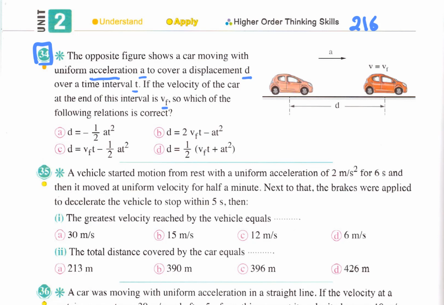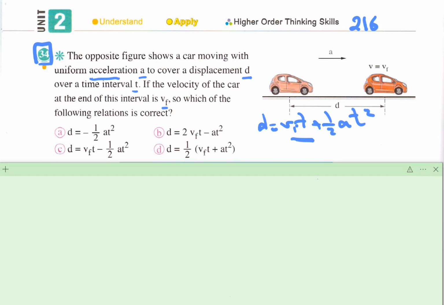As you notice from the choices, all of them speak about the displacement. If we discuss the law to get the displacement, D equals V initial T plus half A T square. As you see, there is no V initial in any of the choices. So let's try to solve this problem.